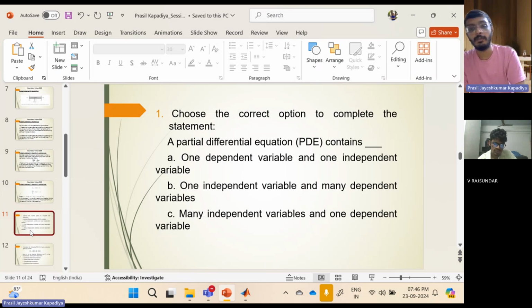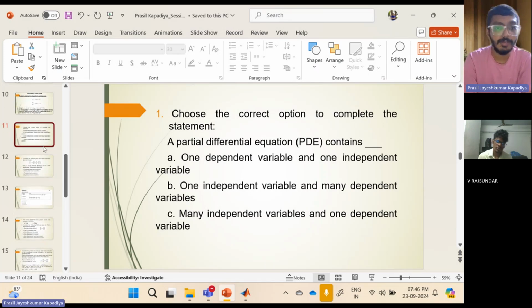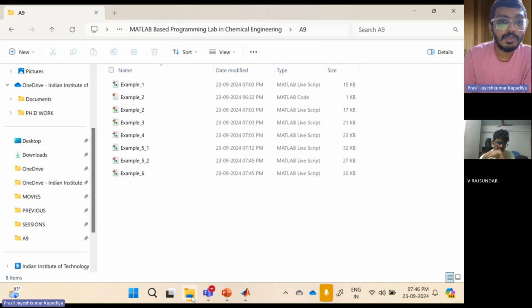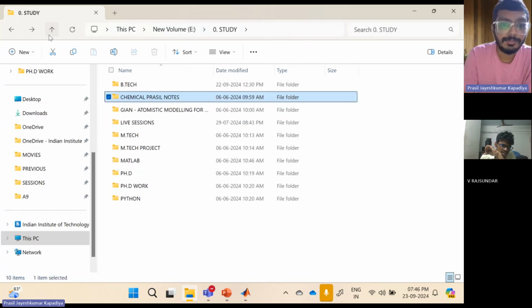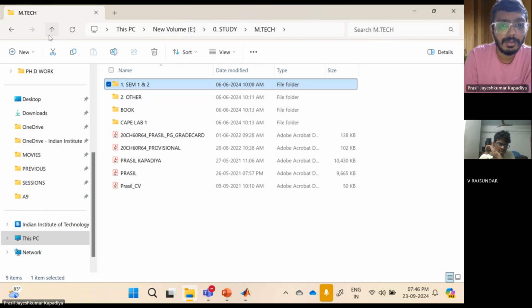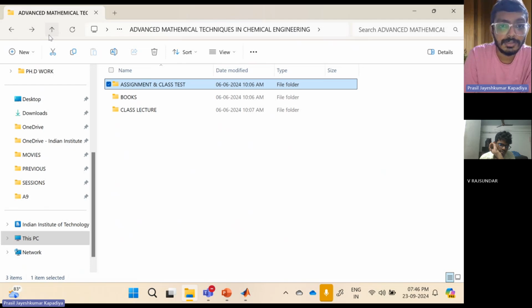So I will take some questions from the previous year's assignment where there are some simple one-liner questions for partial differential equations. I will just give you some basics of partial differential equations through these questions. The first question is: choose the correct option to complete the string. Before doing all this, let me show you this part first. This one, here.